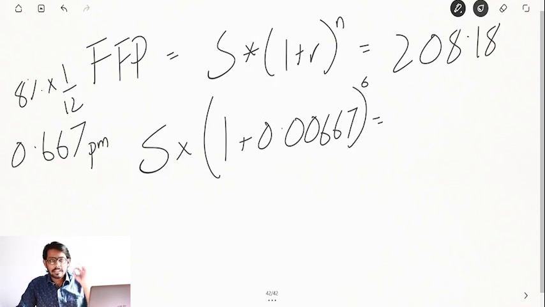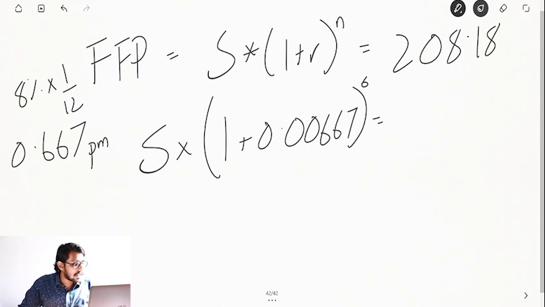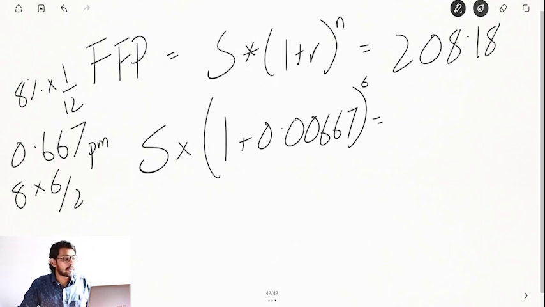raised to 6. Guys, understand the importance of the word monthly rest. Compounding happens on a monthly basis. If this word was not there, if it was just borrowing rate is 8% per annum, and monthly rest was deleted, you could very well take 8% into 6 by 12 and take 4% over here. Assume it is annual rest. But because of the word monthly rest, you have to take the per month rate and raise it to the power 6. We have discussed that in bond valuation. That monthly rest is important.